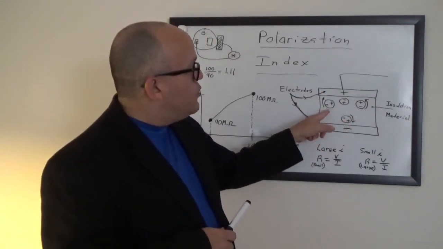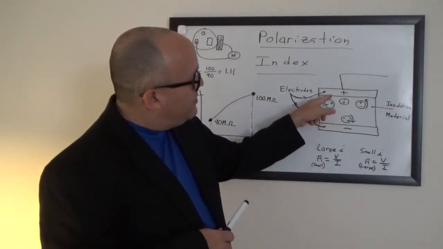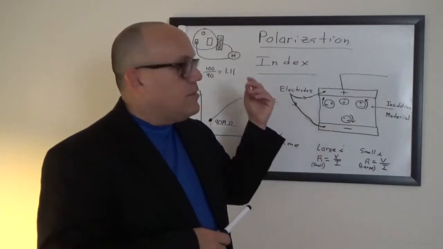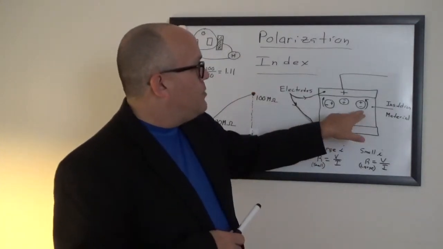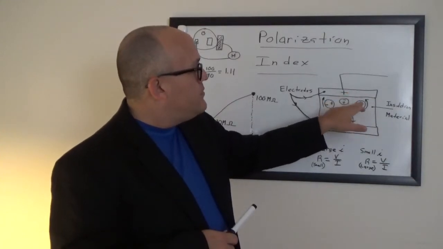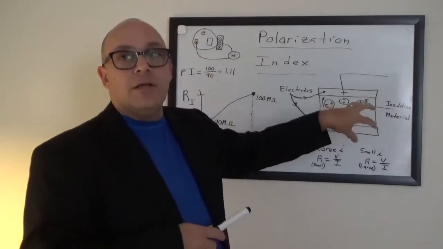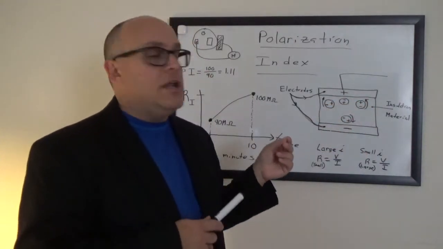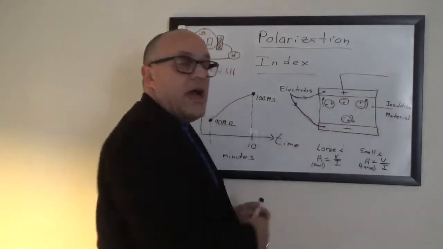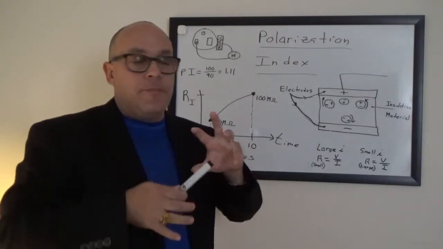This molecule is probably going to want to spin this way and rotate so the negative is lined up with the positive electrode and the positive is lined up with the negative electrode. Similarly, consider this molecule, which is completely out of alignment because positive repels positive and negative repels negative. So this molecule is going to want to spin to get into alignment. It might spin that way, or it might spin the other way, but it's going to want to spin.